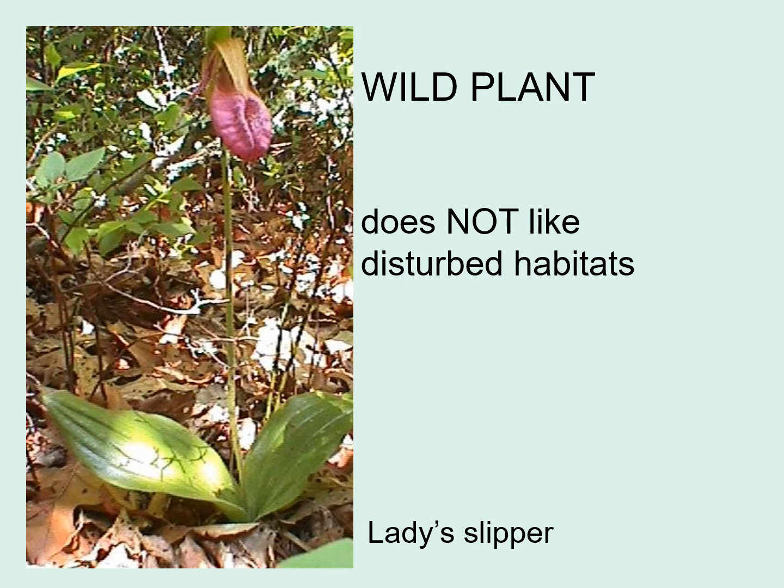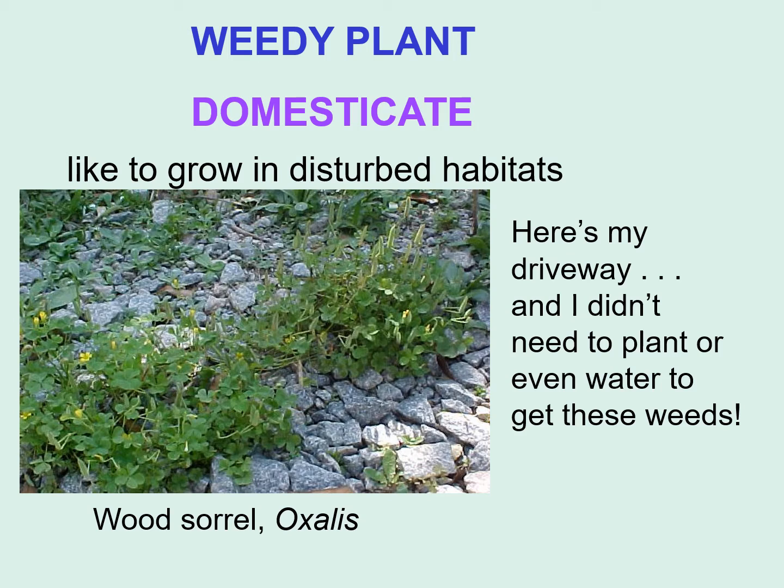First of all, a wild plant can be differentiated from a weed and a domesticated plant because wild plants do not like disturbed habitats. And by disturbed habitat, I mean a place where somebody has dug up the ground, like in a garden. That's why gardeners who manage to grow something like this wild lady slipper are so proud of themselves, because they're growing a plant that does not want to grow in a garden or a disturbed habitat, and they're successfully growing it. Weedy plants and domesticates, on the other hand, like to grow in disturbed habitats. Here's my driveway, and you can see weedy wood sorrel. I didn't need to plant or even water to get these weeds.